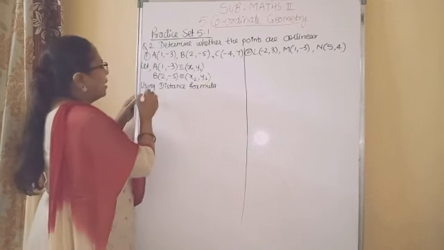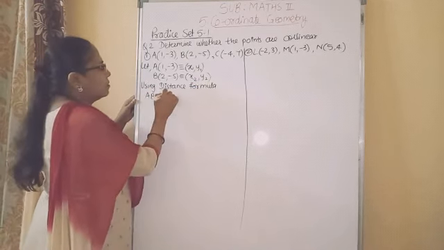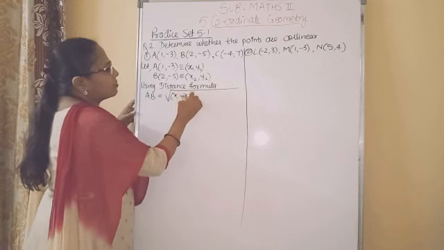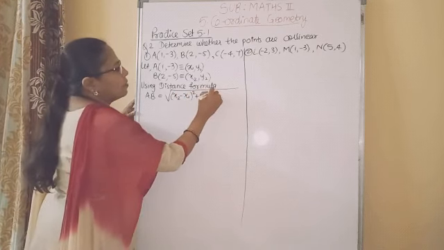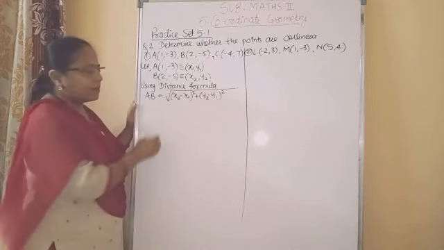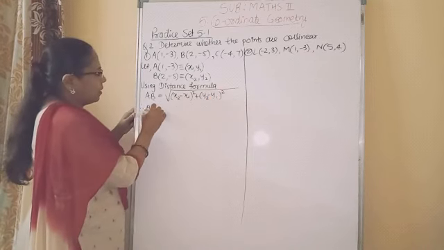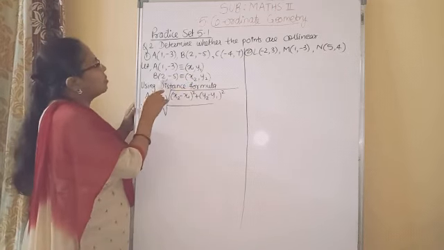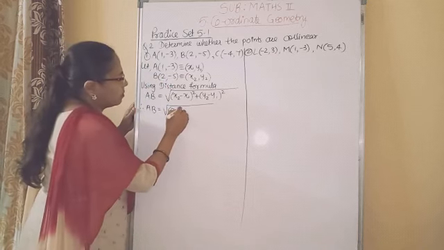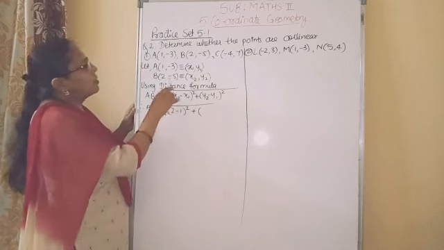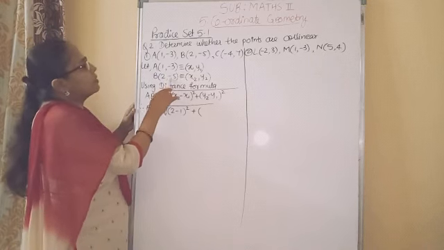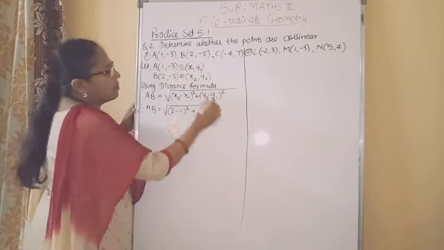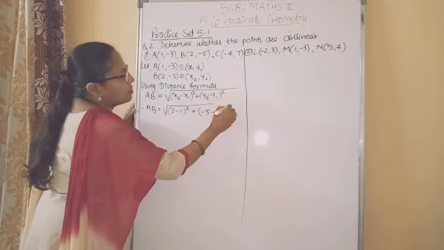AB is equal to... The distance formula is square root of (x2 minus x1) square plus (y2 minus y1) square. Therefore, AB is equal to square root of (x2 minus x1), so here 2 minus 1, bracket square, plus (y2 minus y1), minus 5 minus (minus 3), bracket square.